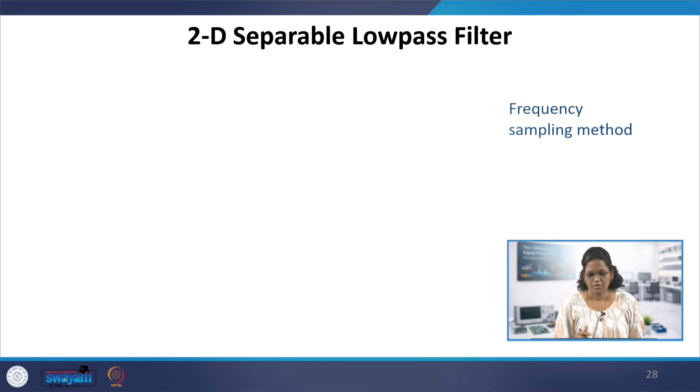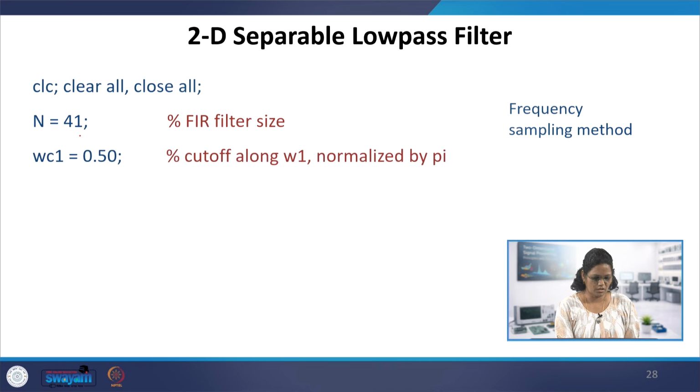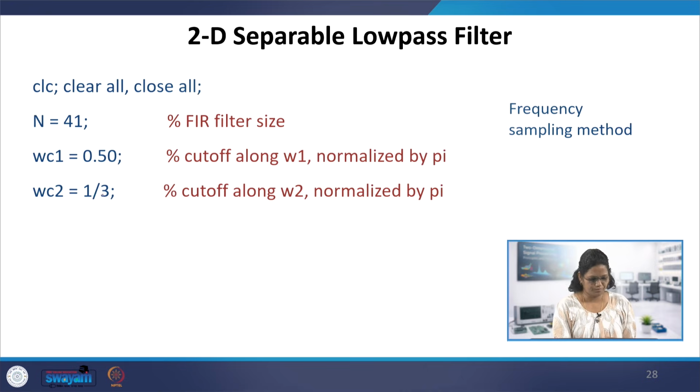So now taking the low pass filter design. The one we had before was the band pass filter, from 0.1 to 0.5 it is 1, and the rest of the band of frequencies are not passed through. So in this 2D separable low pass filter, how do we design it with a separable frequency response? We take some number of points for the filter size, it can be 21, 31, or here it is 41, and give the cutoff frequencies normalized by pi, here 0.5 and 1 by 3. These are omega C1 and omega C2, it can be in any order.